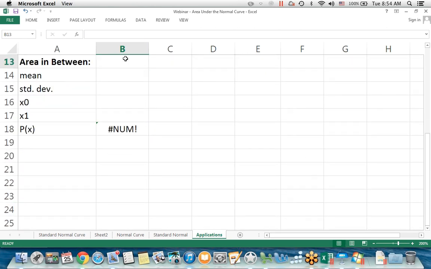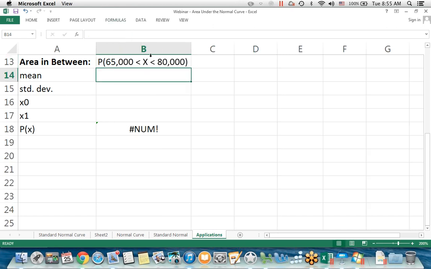Now, for the next problem, the area in between. The area in between is our C part of the problem, and they're asking us the probability that x is between 65,000 and 80,000. This is what they're asking us.